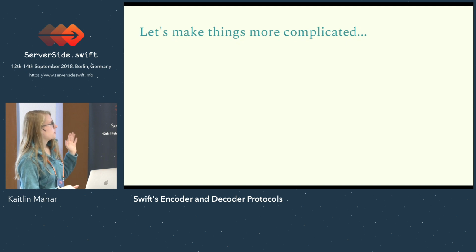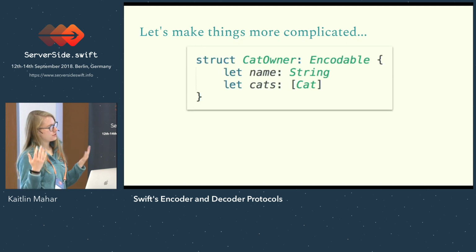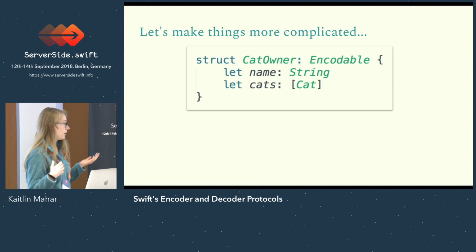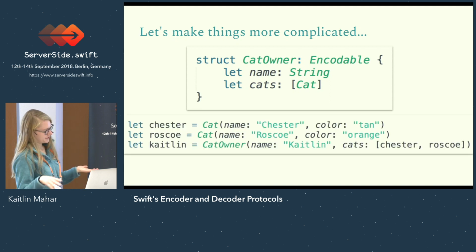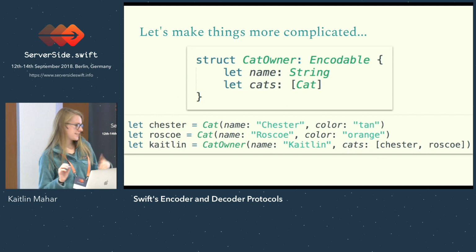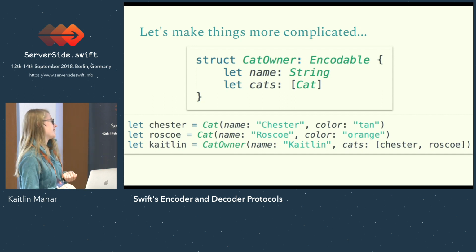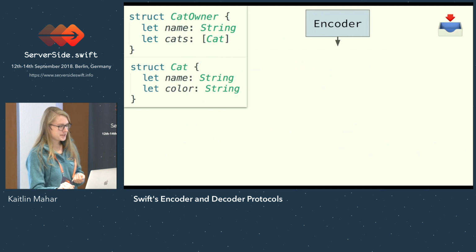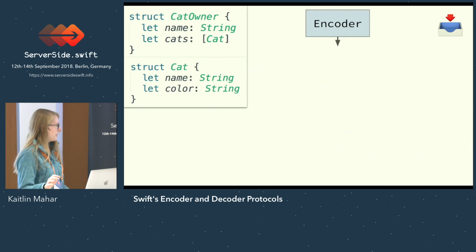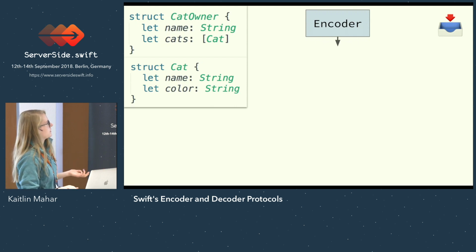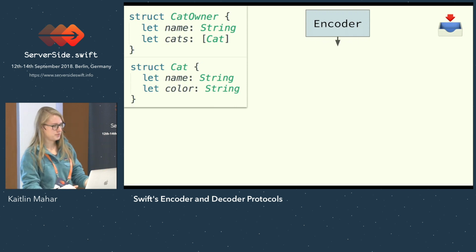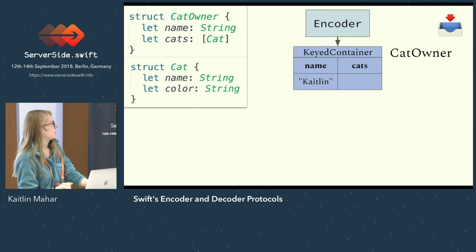So let's make this example a little more complicated. We'll introduce a cat owner type, which has name and an array of cats. So you can probably see where this is going. I have my cats, Chester and Roscoe, and then I have a cat owner for me. If I wanted to encode myself, how would I do that? Well, cat owner is another case where we would probably want to use a keyed container, right? Because we have these two named properties. So that would look something like this.